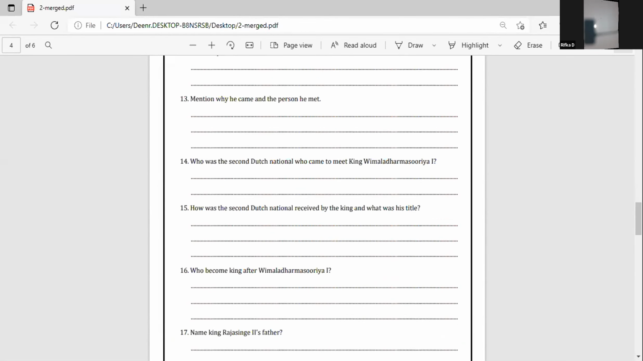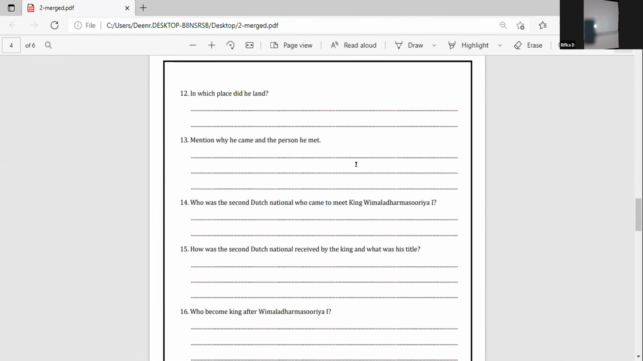And then, in which place did he land? Yes, he landed in Batticaloa. Next one, mention why he came and the person he met. Why did he come? He came to meet the king of Kandy, and he met King Vimaladharmasuriya I. Next one, who was the second Dutch national who came to meet King Vimaladharmasuriya I? That is Sebald de Weert. How was the second Dutch national received by the king and what was his fate?